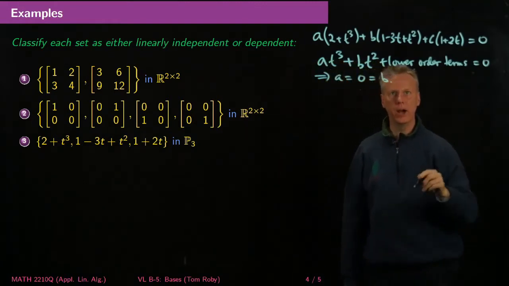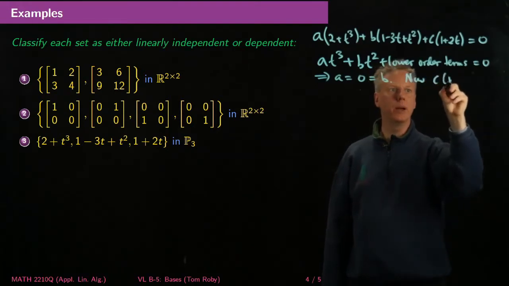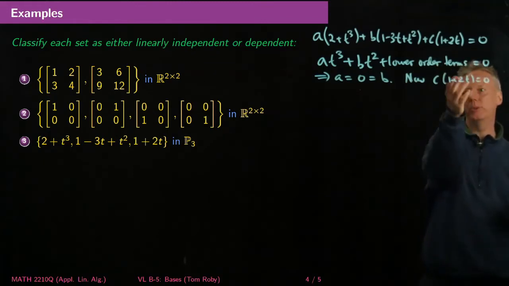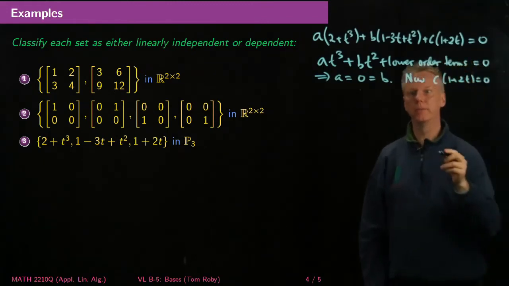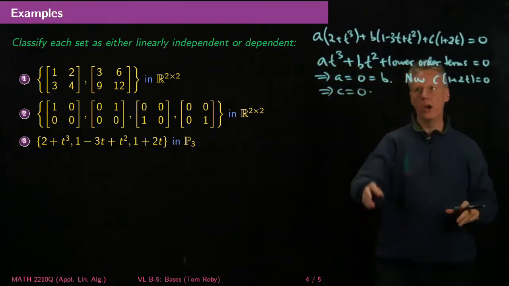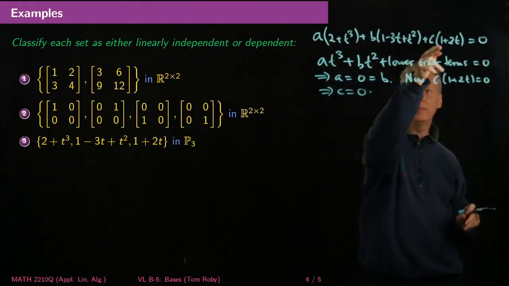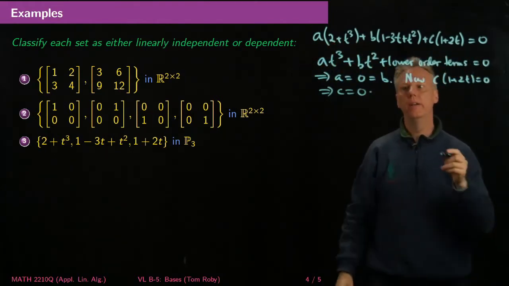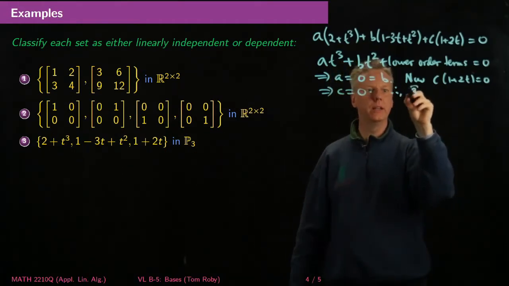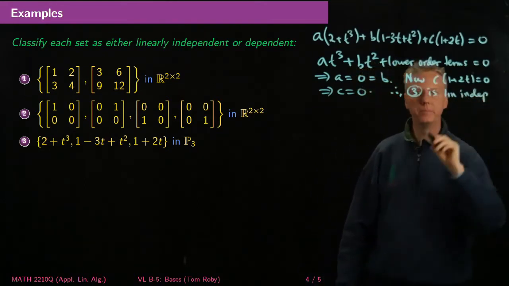Okay? So now we're left with c times 1 plus 2t equals 0. But that means that c plus 2tc equals 0. The only way that can happen is if c equals 0. Okay? So we've shown, by supposing that we had a linear dependence relation with coefficients a, b, and c, and showing that they all had to be 0, that this set 3 is linearly independent.